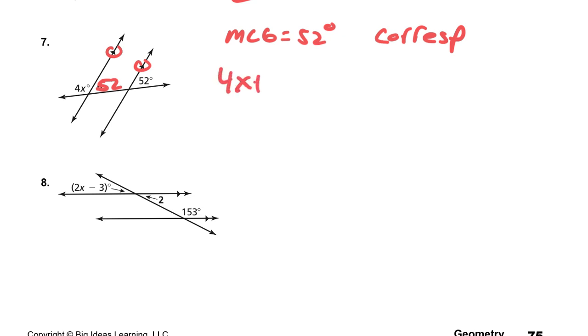Then let's look at 7 and 8. Number 7, well, we talk about number 6 here. Now, with number 6, I can say that angle 6 is 52 degrees because they're corresponding, because I have our two parallel lines here. So this is going to be 52 degrees. Now, I know I can say 4x plus 52 equals 180 because they're a linear pair. And I'm going to solve and get x equals 32.